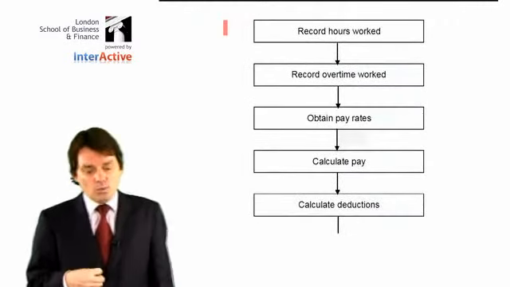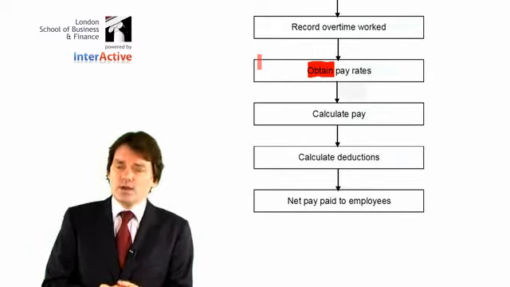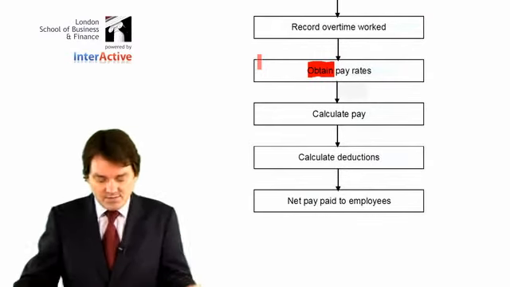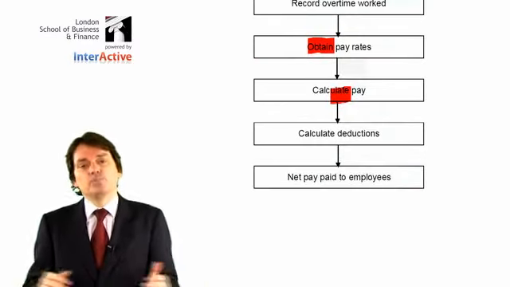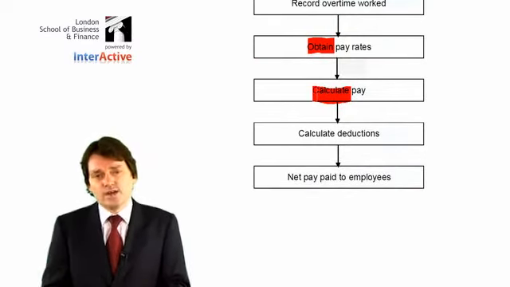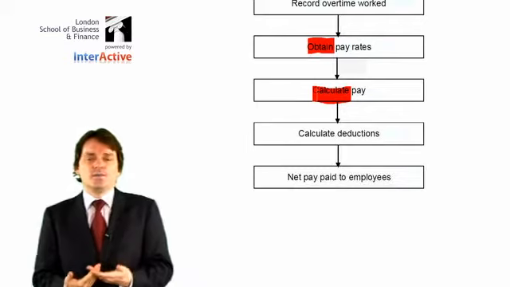You then need to check that you get the relevant rates of pay. How much do we pay people for working in their normal hours, and how much do we pay people if they're working in overtime? We can then calculate what the pay is. So the number of hours that you do at ordinary rate, the number of hours you do at overtime rate.